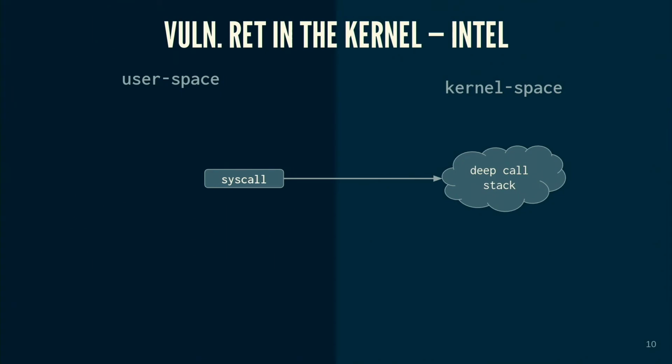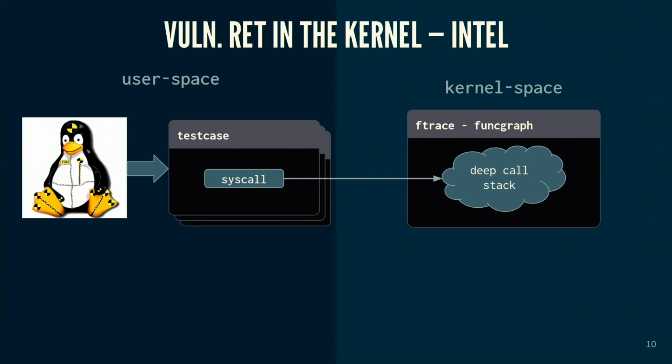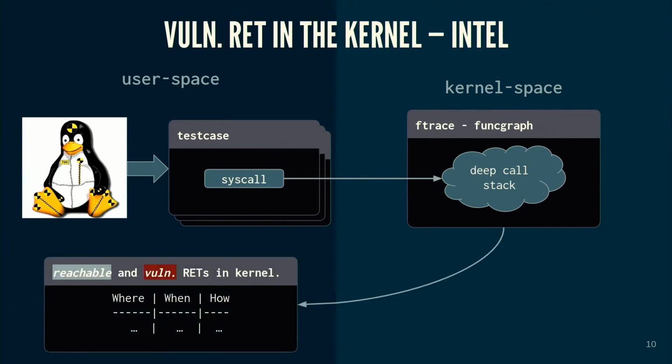Next, we need to find a vulnerable return in the kernel. We want to make a syscall that leads to a deep call stack in the kernel so that we can do this branch target injection. To find this, we use the Linux Test Project. It has a test suite for syscalls with many test cases, and for each of these test cases, we use ftrace to create the function graphs that we can later traverse to find locations where we have this RSB to BTB fallback.